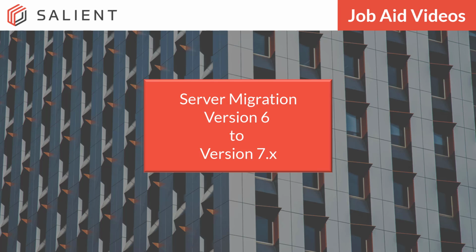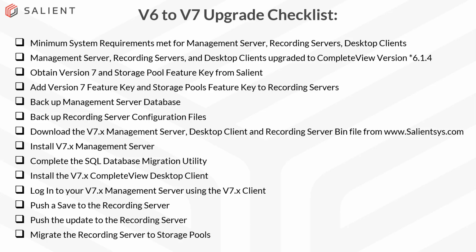Let's take a look at a checklist with all the upgrade steps. As you can see, there's a lot of steps to the list, but most of these items are pre-upgrade and management server details, which means you'll only have to do them once per deployment. When those are out of the way, the rest of the upgrade is pretty simple and involves backing up your recording server configs, pushing the software update through maintenance, and migrating your recording server volumes to storage pools.